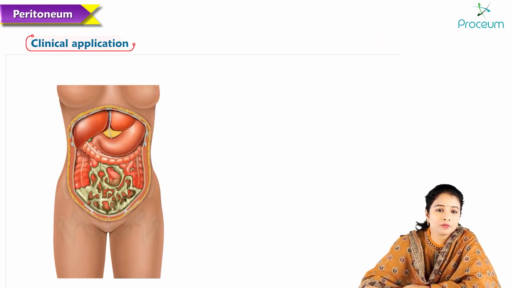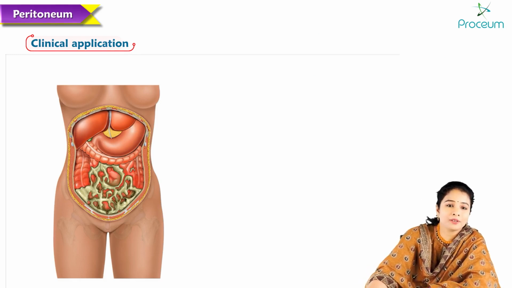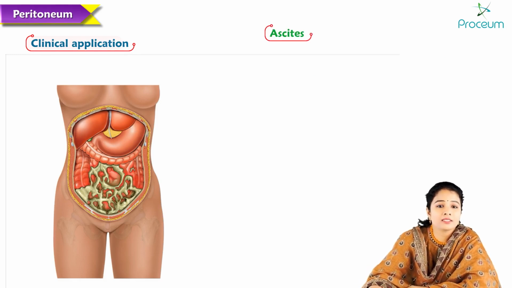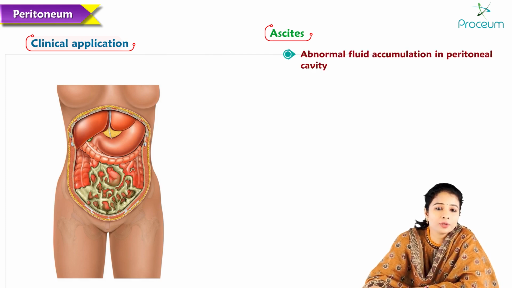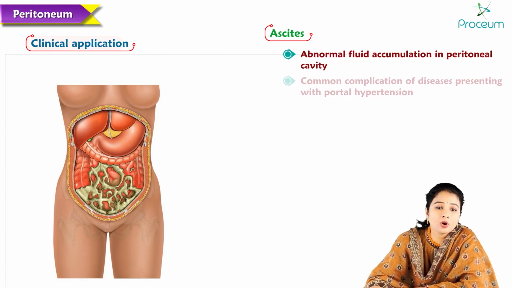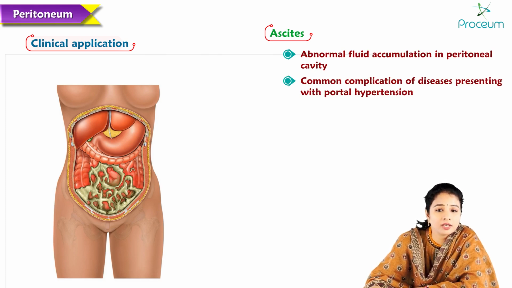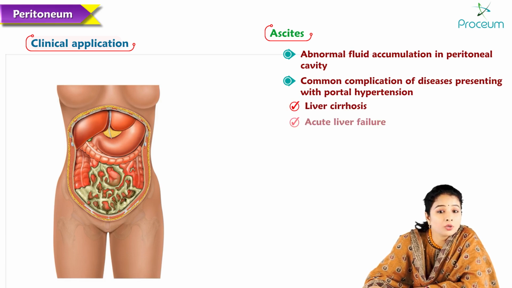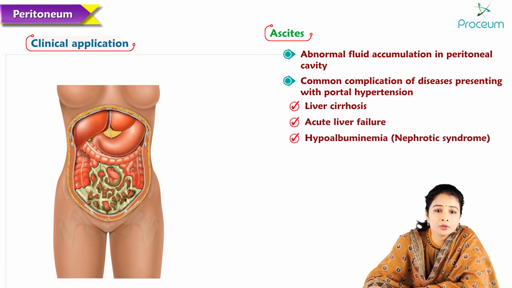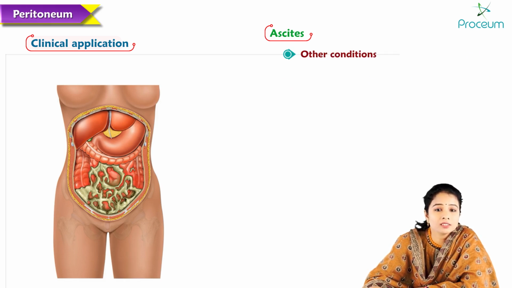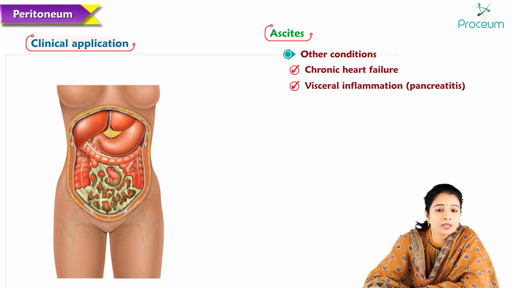Clinical application of anatomy of peritoneal cavity. So ascites. Ascites is the abnormal accumulation of fluid in the peritoneal cavity and a common complication of diseases presenting with portal hypertension. For example, liver cirrhosis, acute liver failure or hypoalbuminemia, for example, nephrotic syndrome. So all these are causes of ascites. Other conditions resulting in ascites are chronic heart failure, visceral inflammation like pancreatitis, or even malignant tumors.